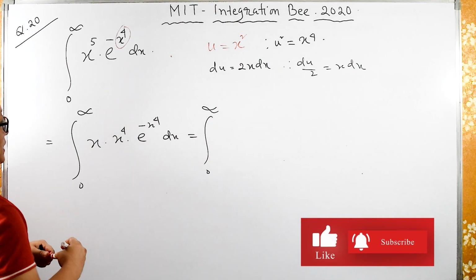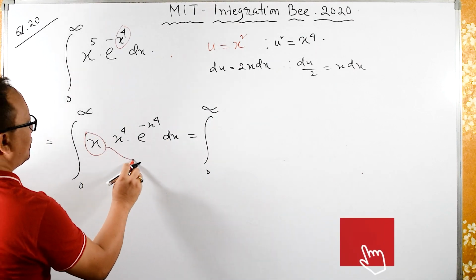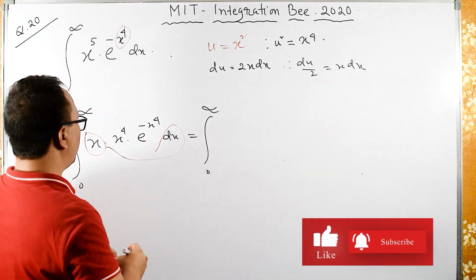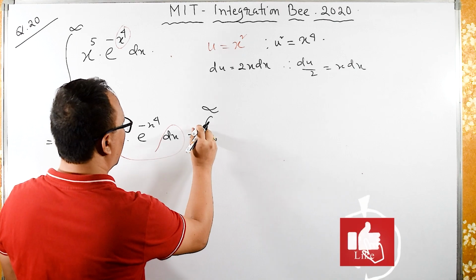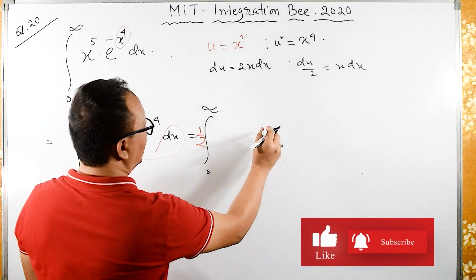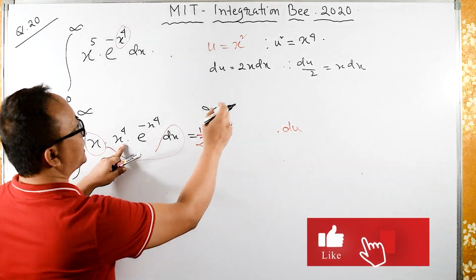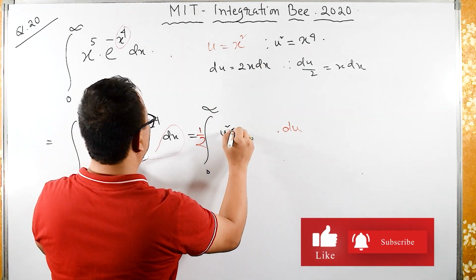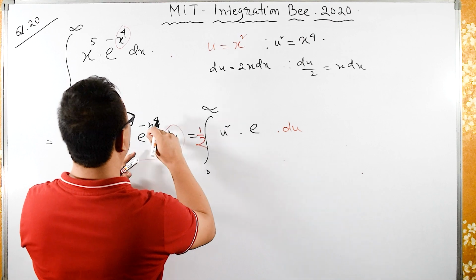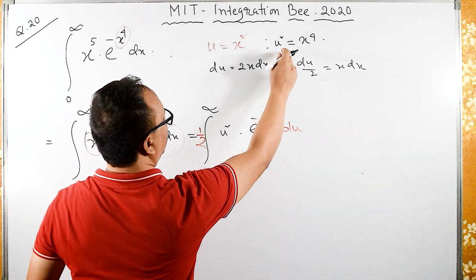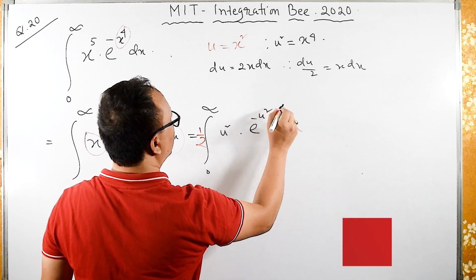Now what I can do is x into dx, which is du upon 2. So I will write upon 2, which means half, over here du. Now x raised to 4 is u square, and then e raised to minus x raised to 4, minus x raised to 4 is u square.